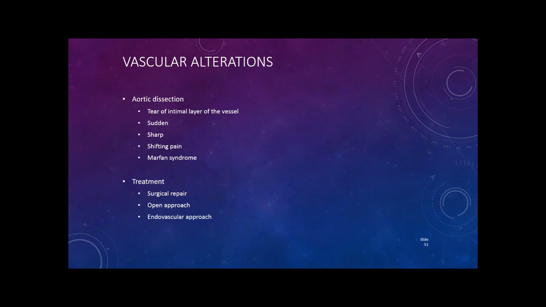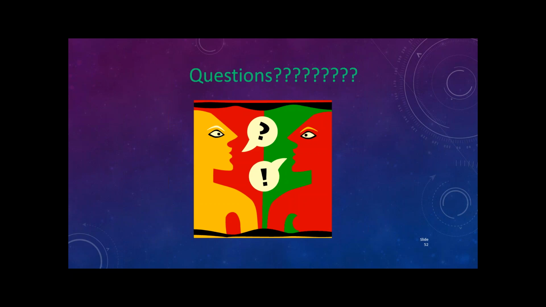So for aortic dissection, for surgical repair, they can do an open approach where they actually go in with surgery, or they can do an endovascular approach where they go through the cath lab and go through the femoral artery.